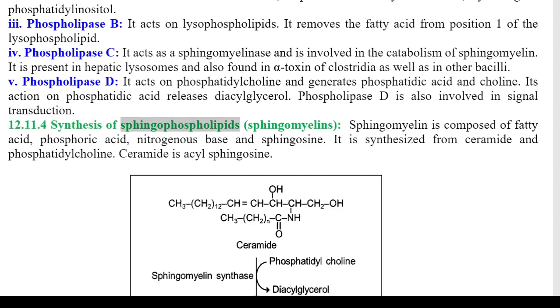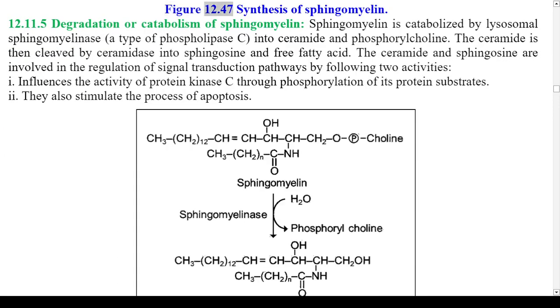12.11.4 Synthesis of sphingophospholipids. Sphingomyelin is composed of fatty acid, phosphoric acid, nitrogenous base, and sphingosine. It is synthesized from ceramide and phosphatidylcholine. Ceramide is acyl sphingosine. Figure 12.47 Synthesis of sphingomyelin.